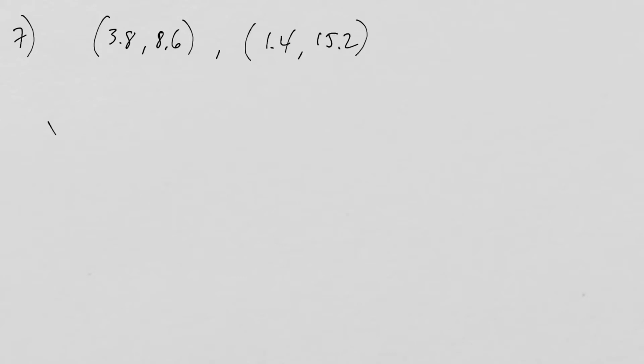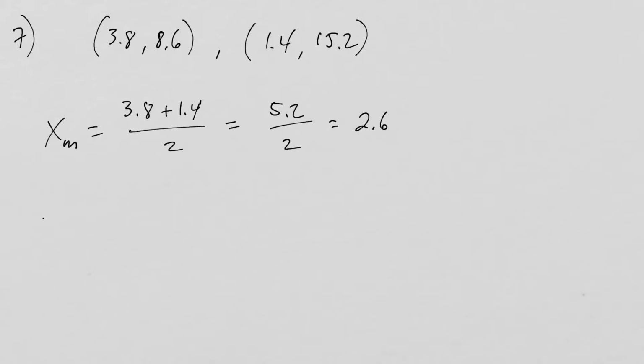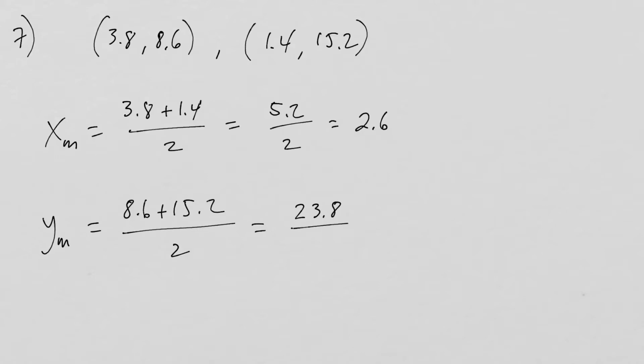Okay, so the x value of the midpoint is the x values added up, divided by 2, that's 5.2 over 2, so that's 2.6. The y value of the midpoint is 8.6 plus 15.2 over 2, which is 23.8 over 2. What is that? That's about 11.9, I believe. So the midpoint in an ordered pair is that.